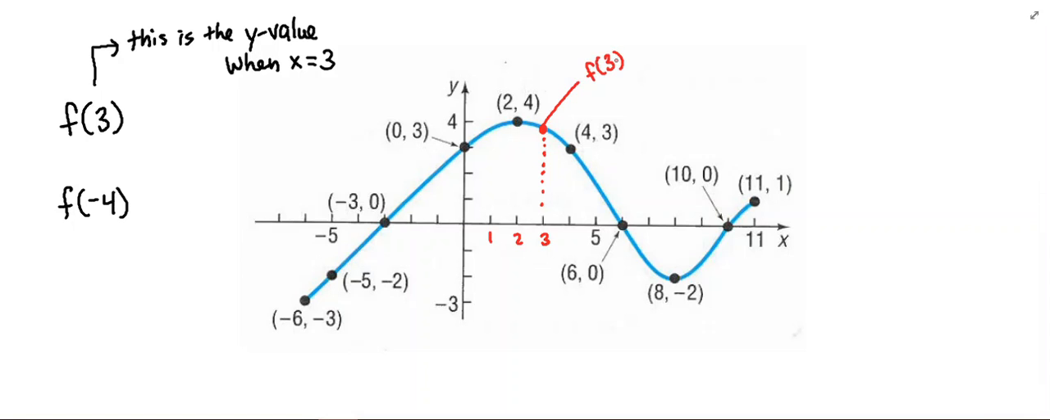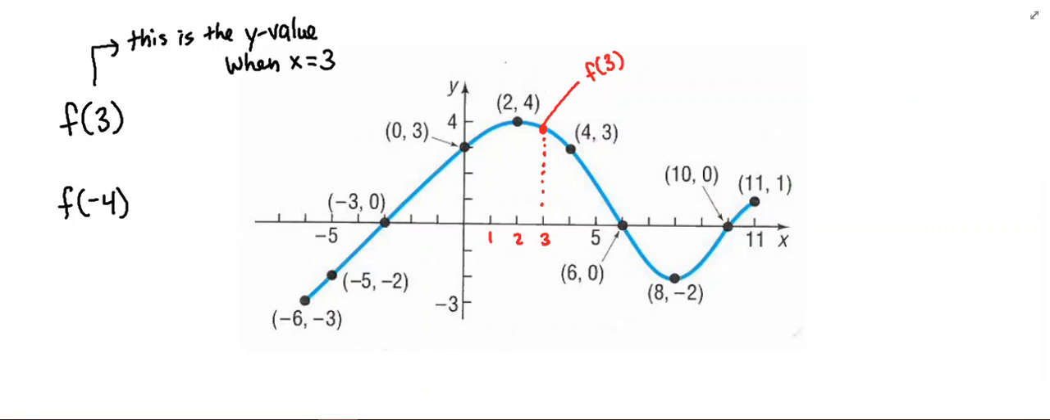Okay, it is not readable. All we can say, if we look at the y-axis, is that this y value is somewhere between 3 and 4. We cannot say definitively what it is. It's just some number between 3 and 4. But again, the question's not asking specifically what f of 3 is. All you have to state is positive or negative.